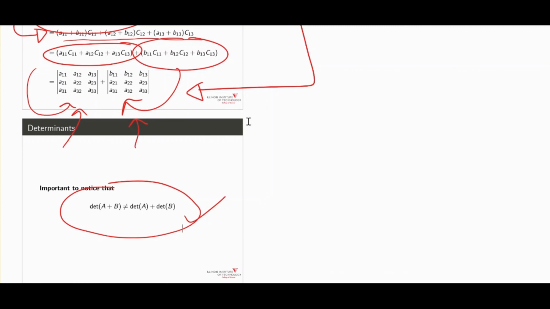So remember, this is not an example to illustrate that this is true. You can think of an example to show that this is not true. You can come up with a very simple example that shows that matrices do not enjoy this property.